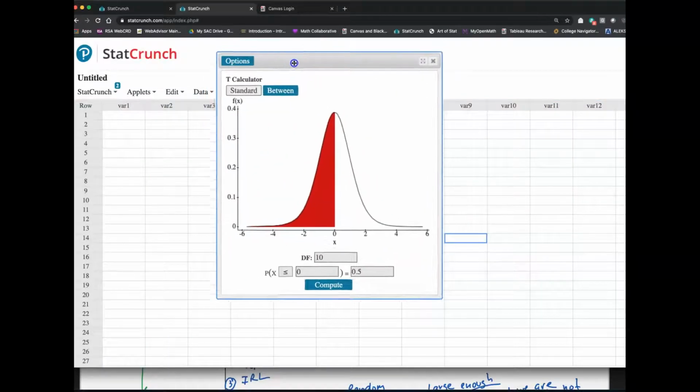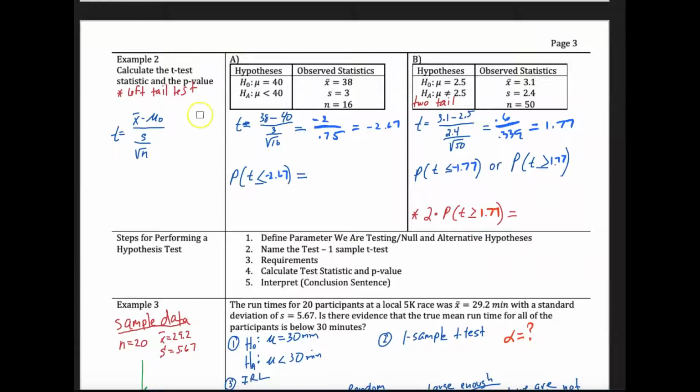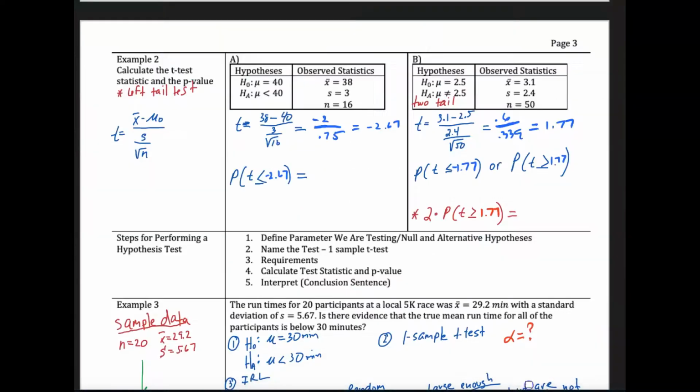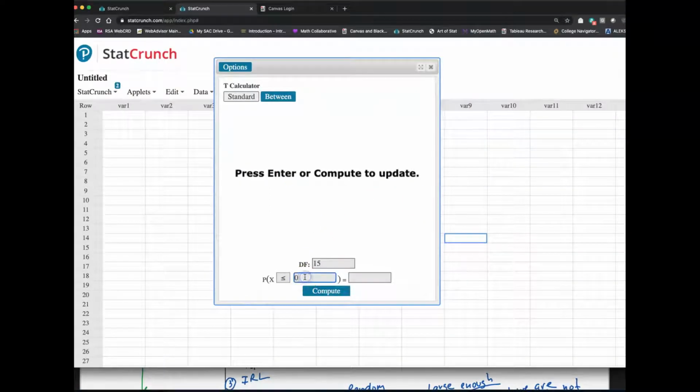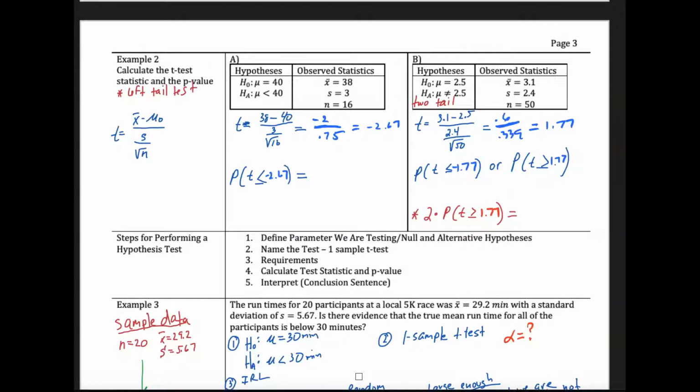And so once you have your t calculator, for the degrees of freedom, we have to go back and look at that. What's the probability? In this case, your n was 16, so your degrees of freedom would be 15. Let me double check. Yeah, 15. And then it's less than negative 2.67, the probability. It's a t calculator, so it's the test, even though it says x, if we're talking about t. And so then you get the probability is 0.009. That would be your probability here.